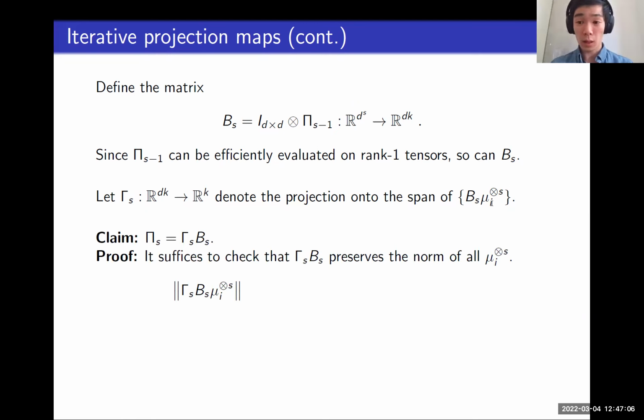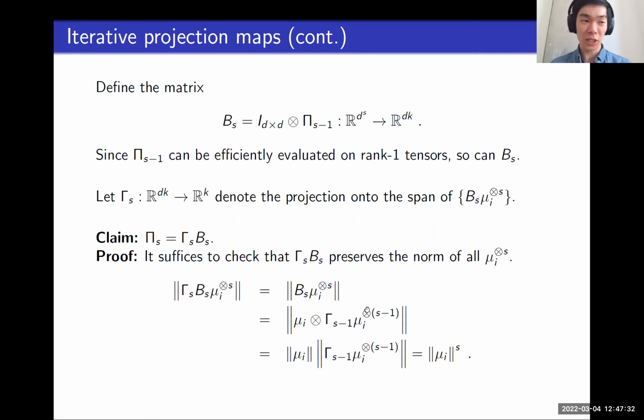The proof of this is not too difficult. We just need to check that the composition of these two projections preserves the norm of mu i to the s, right? This is simply because, by the definition, B_s has this product structure. So it's equivalent to projecting the s minus one components and then the first component, right? And then by the inductive hypothesis, the projection of the previous s minus one components is preserved.